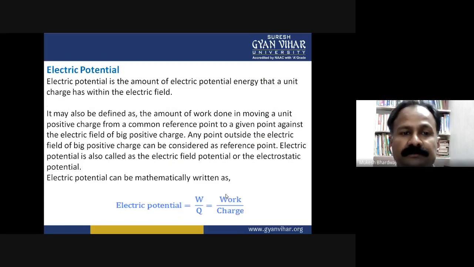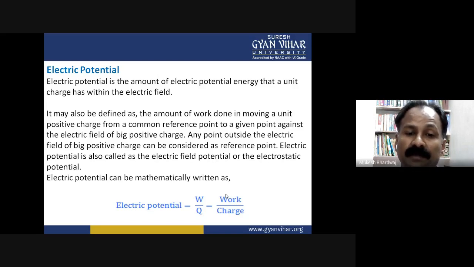Electric potential. Electric potential is the amount of electric potential energy that a unit charge has within the electric field. It may also be defined as the amount of work done in moving a unit positive charge from a common reference point, or from infinity, to any given desired point against the electric field of a big positive charge. Any point outside the electric field of the big positive charge can be considered as the reference point. Electric potential is also called electric field potential or electrostatic potential.